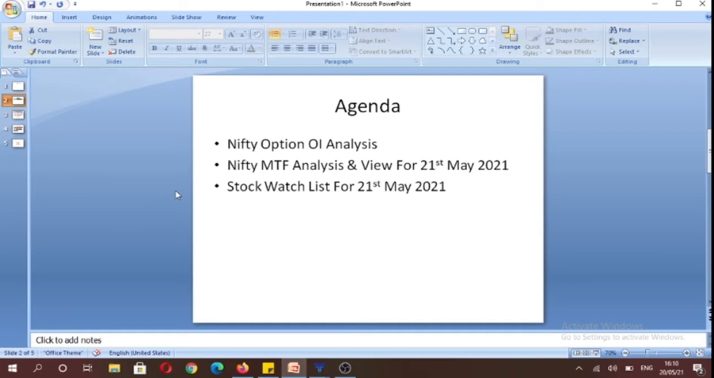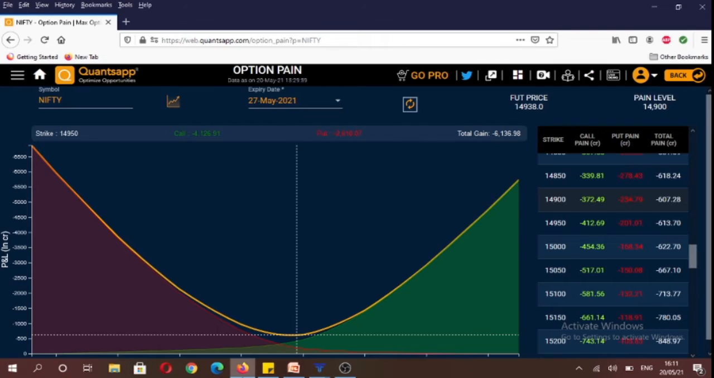The purpose for making this video is to analyze Nifty options open interest data. We would be analyzing Nifty on multiple time frames, and we would be framing a view for tomorrow, Friday, that is 21st May. Apart from the index, we would also be discussing our stock watch list. So let's start by analyzing Nifty options open interest data.